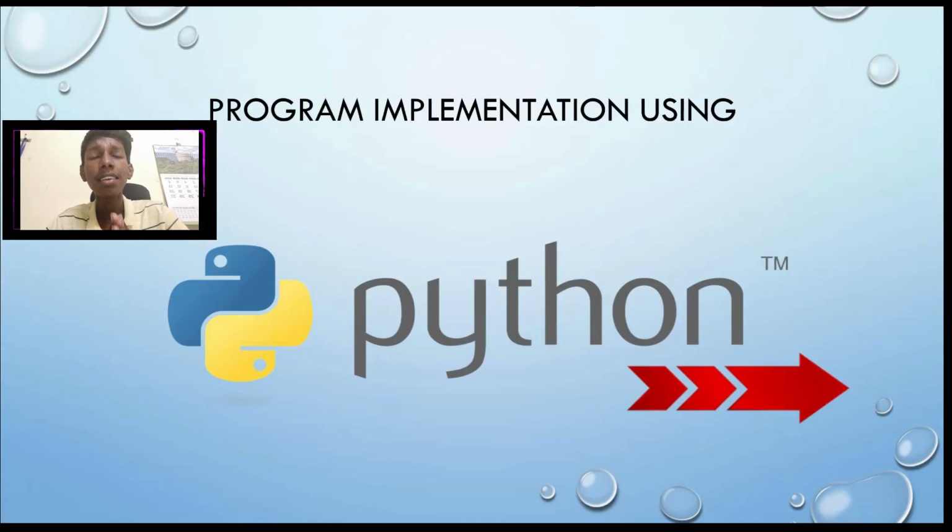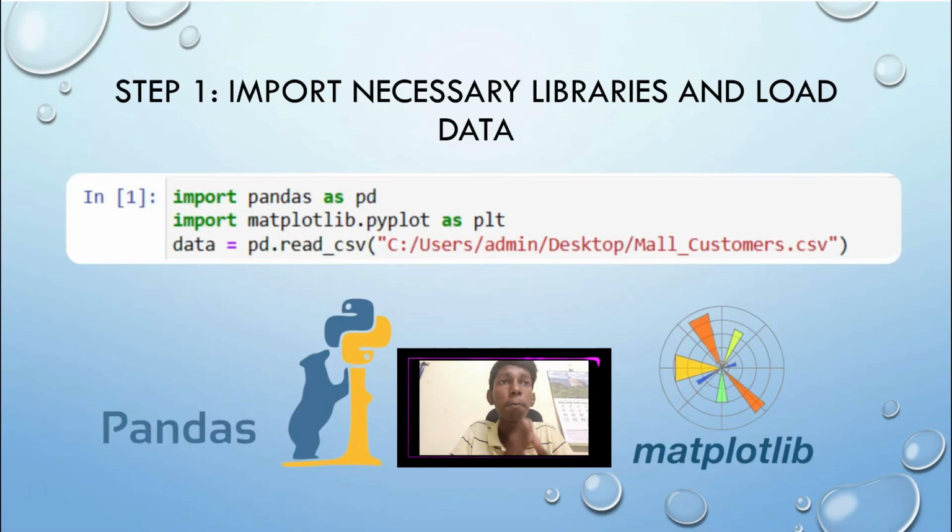Okay, now let us implement this algorithm using Python. Step 1. Import necessary libraries and load data. Here, these lines import two essential libraries in Python: pandas, which is used for data manipulation, and matplotlib, which is used as a plotting library for data visualization. Next, we are creating a data frame, and using the pandas function we are reading the CSV file mall_customers. In that file we have the customers who visit the mall frequently and their data embedded in it.